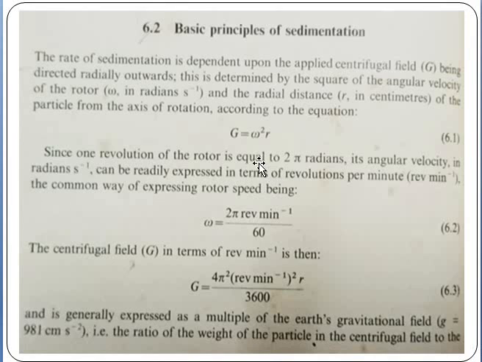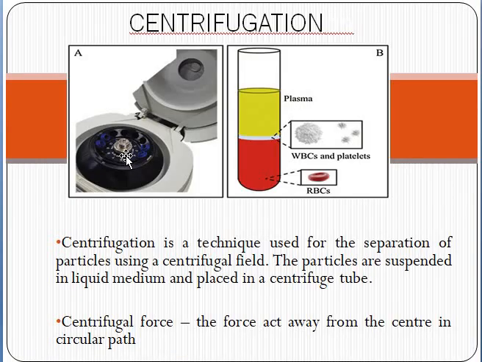This is a force generated because of rotation. When we look at a complete rotation, that is 2 pi radians per second, we are going to use this as omega square r. Omega is the angular velocity and r is the radial distance of the particle from the axis of rotation. That is the rotor and center part of the axis, and capital G is the centrifugal force. R is the radial distance, that is, look at this image, from the center point to the sample placing well.